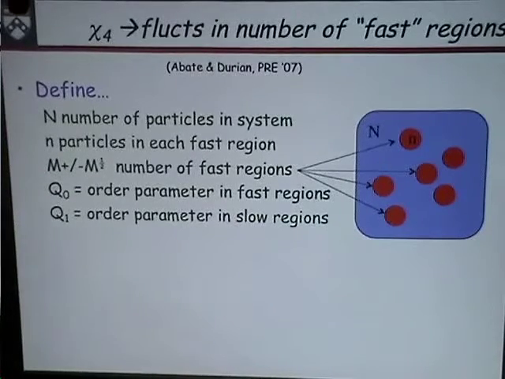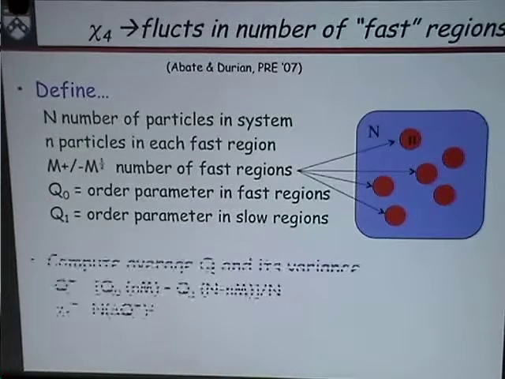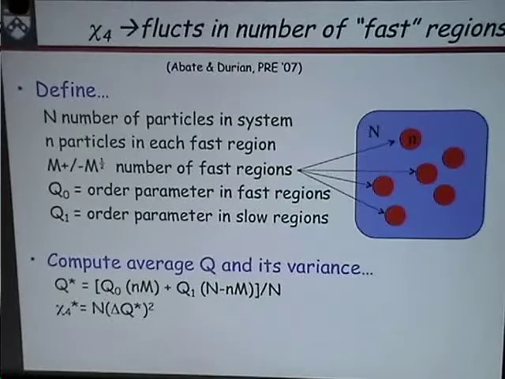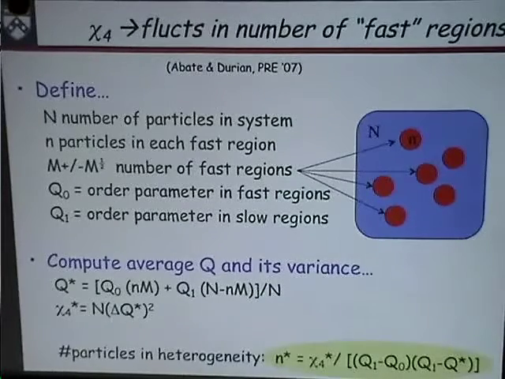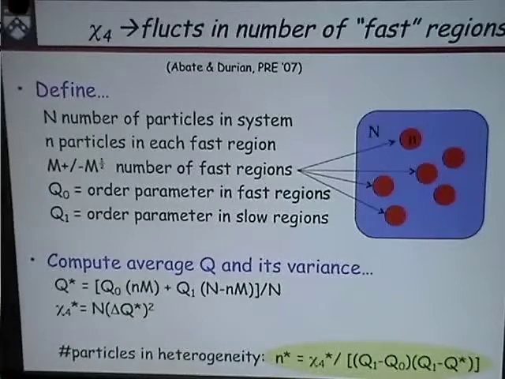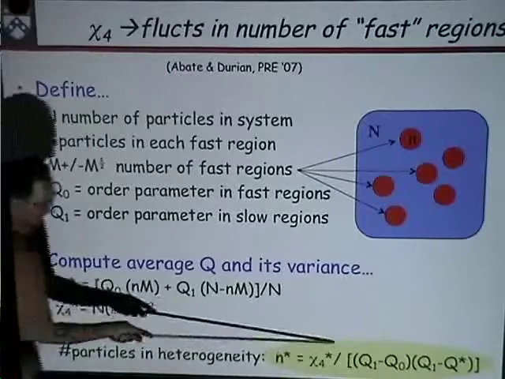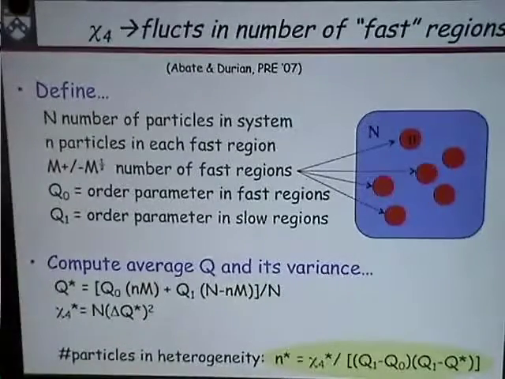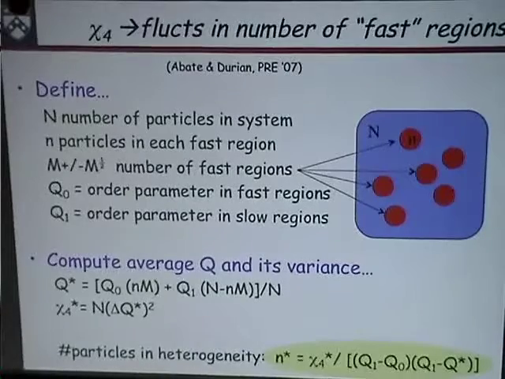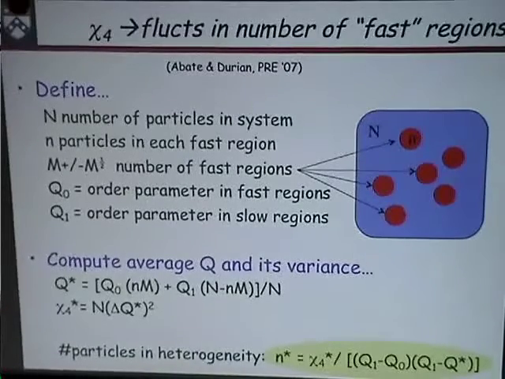Then we'll be simple-minded. We'll say the order parameter can have two values. Q0 in the fast regions because it's closer to 0, and Q1 in the slow regions because it's closer to 1. So with those ingredients, you can just straightforwardly calculate the average order parameter and its variance and solve for the number of particles in the fast region. So that's n star. N star, the number of particles in the fast regions, is proportional to chi4. And you can get it exactly if you divide by a certain combination of the order parameters in the fast and slow regions and its average value.